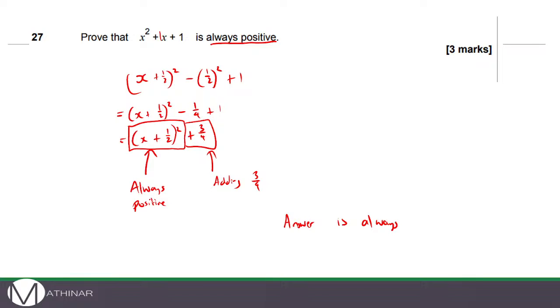It's always going to be greater than or equal to 3/4 as well, because the minimum this can be is 0. And when we add 3/4 to it, the lowest we can have is 3/4. So the answer is always greater than or equal to 3/4, therefore always positive. And that's your 3 marks there.